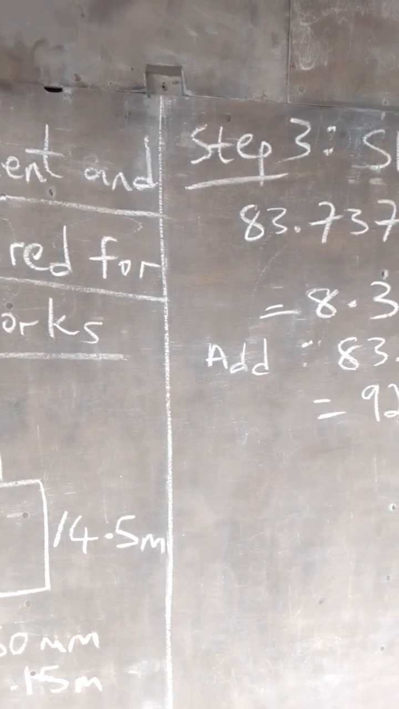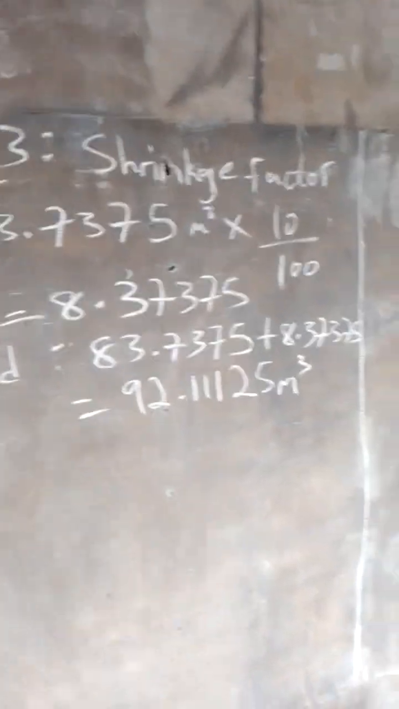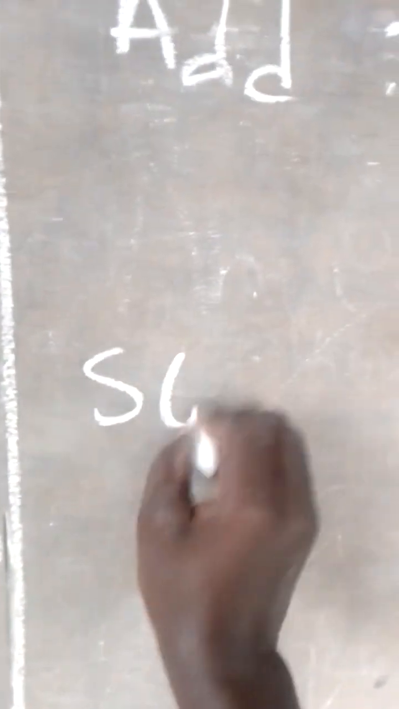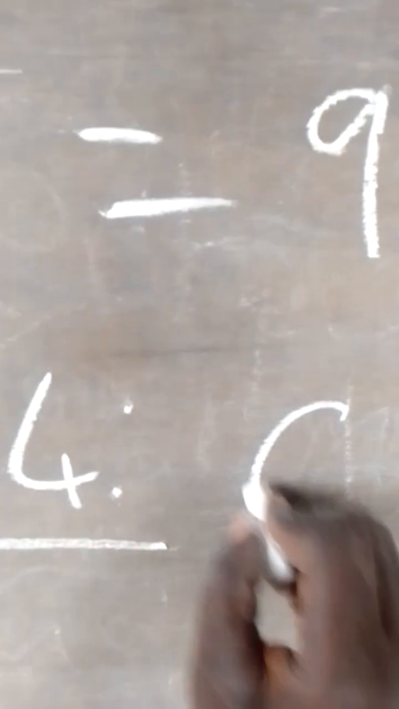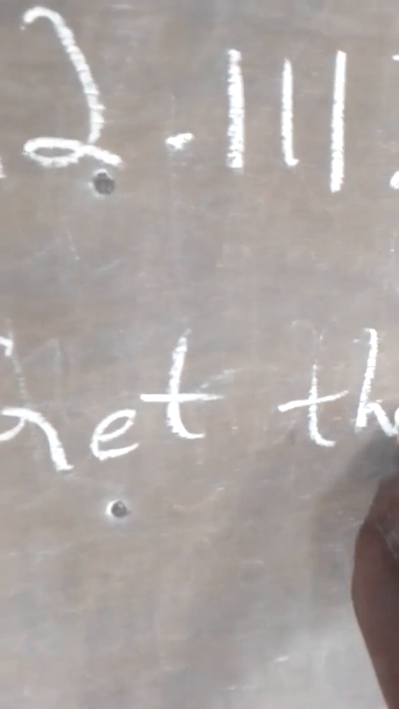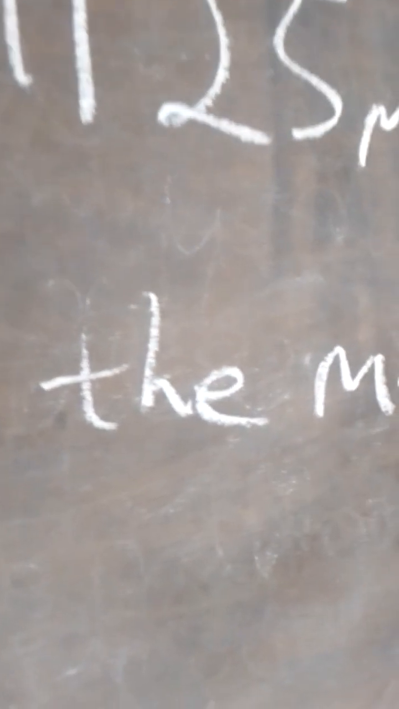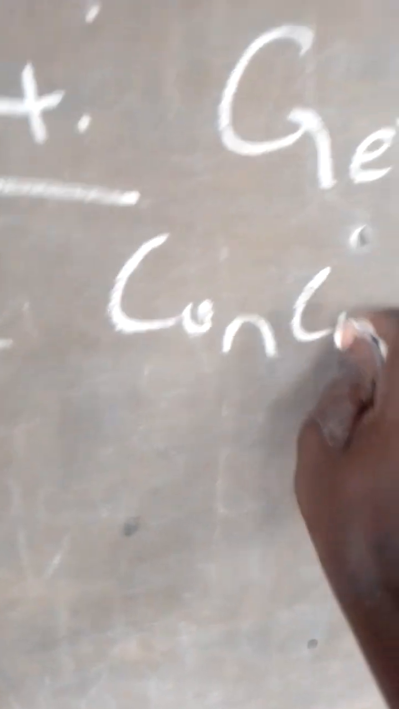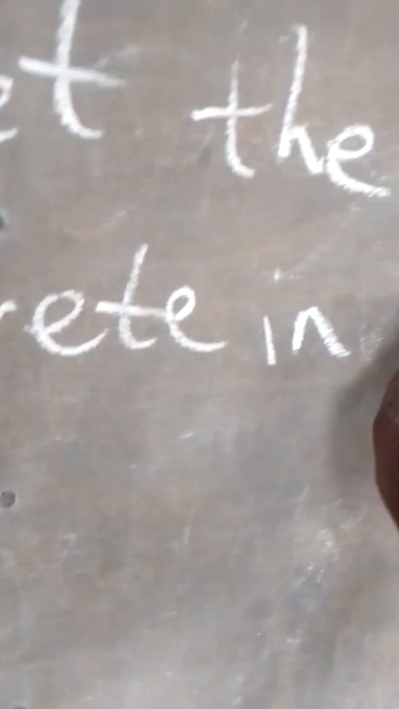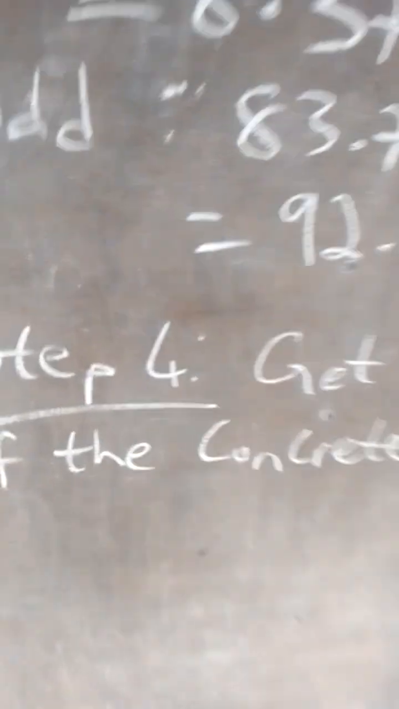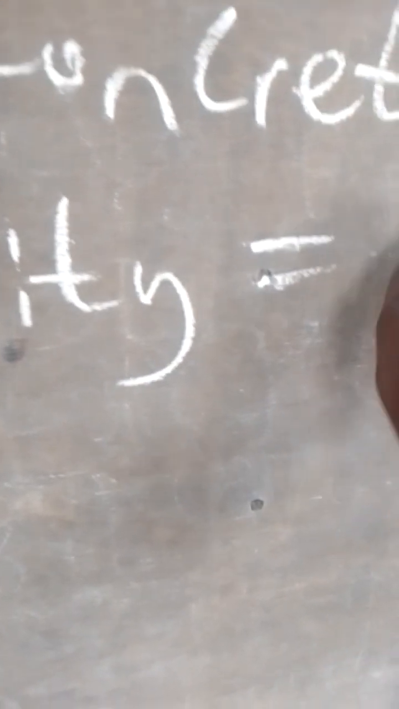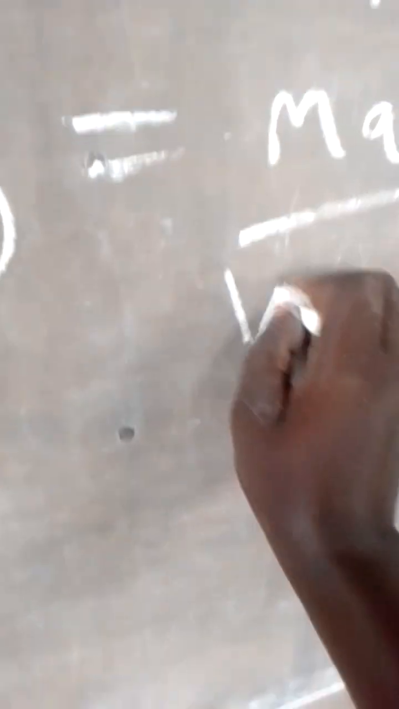The next step is to get the mass of the concrete in kg. That's called step 4. Get the mass of the concrete in kilogram. Simple. How do we do it? We are going to be using this formula: density equals mass over volume.